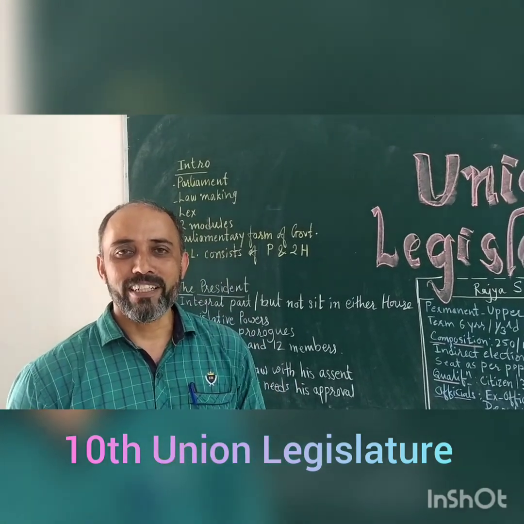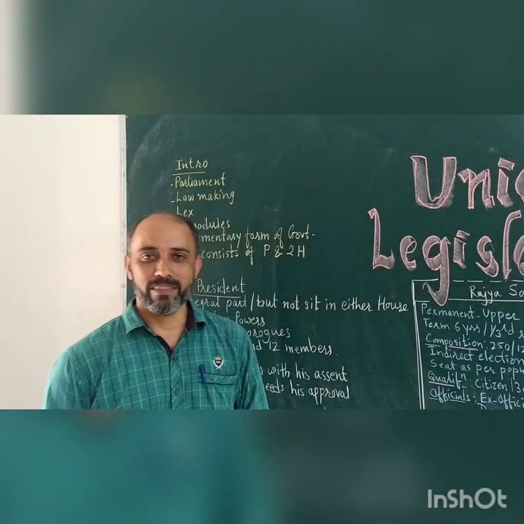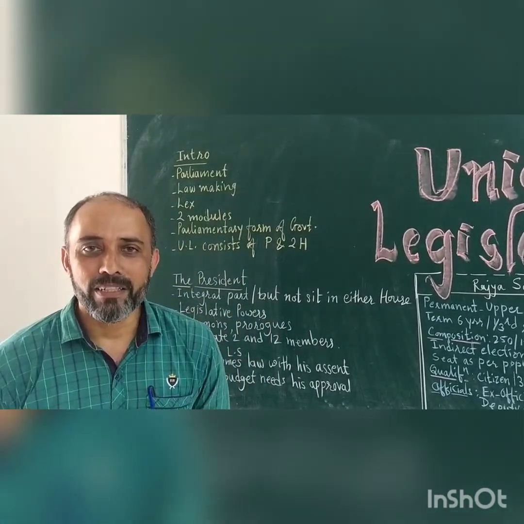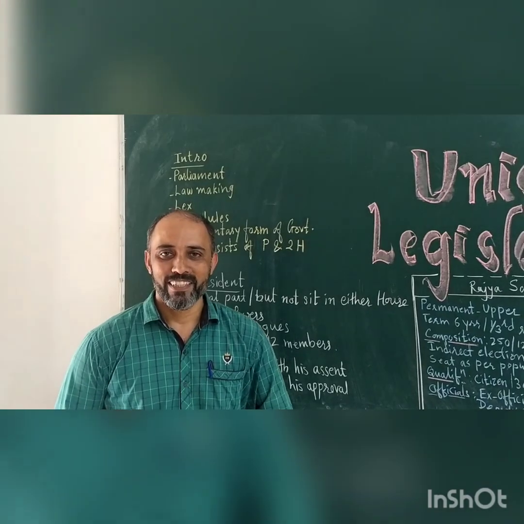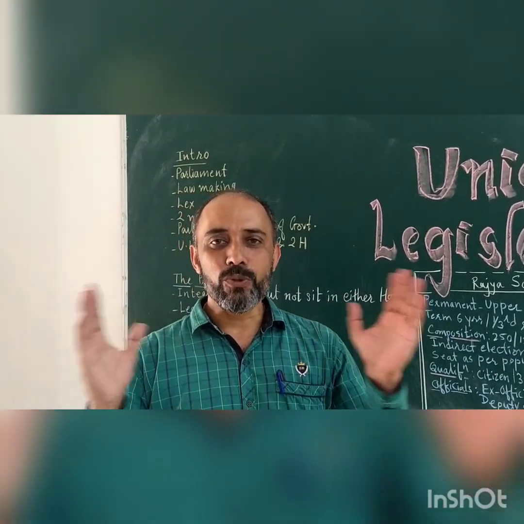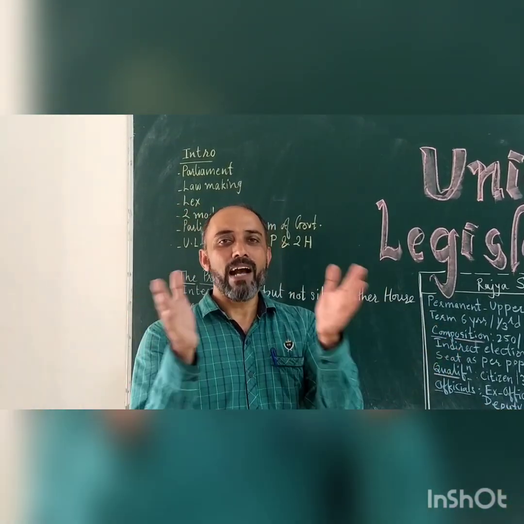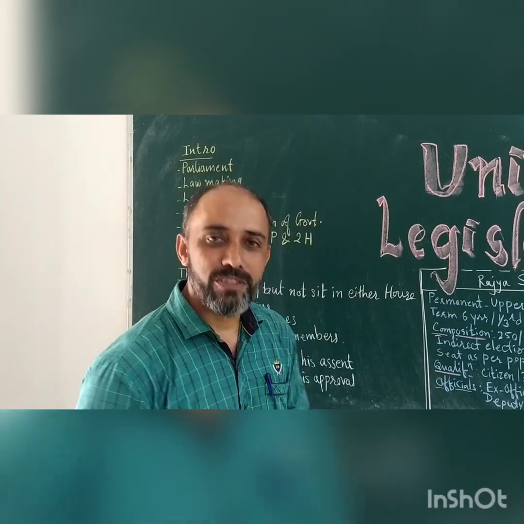India is a democratic country. We have a federal system of government, and under the federal system of government, we have a dual set of government. What is a dual set? One is at the central level and one is at the state level. There are two governments working at the same time, and both governments are different, but they have a link with each other. They coordinate with each other.